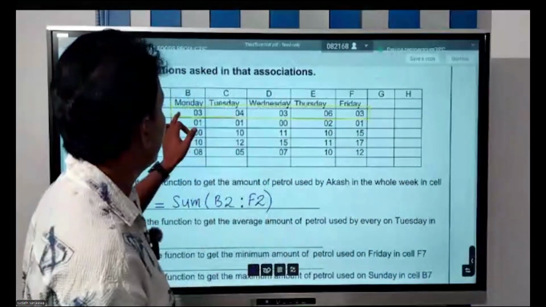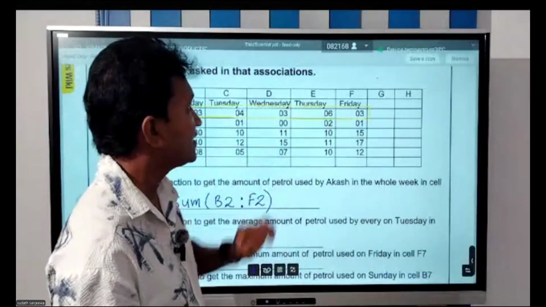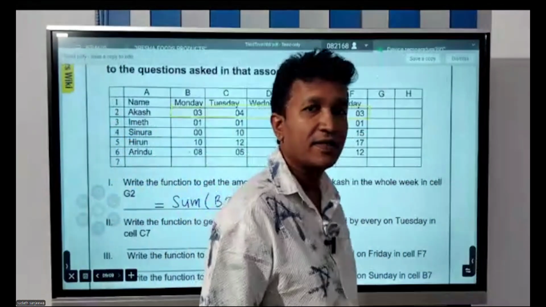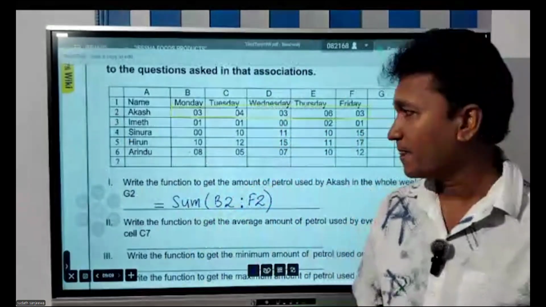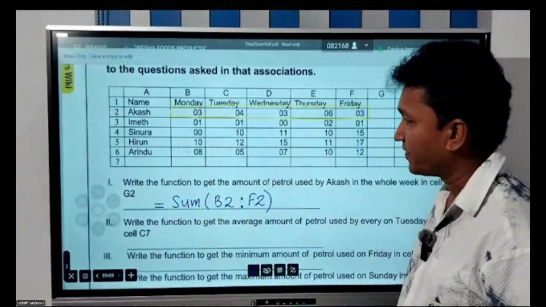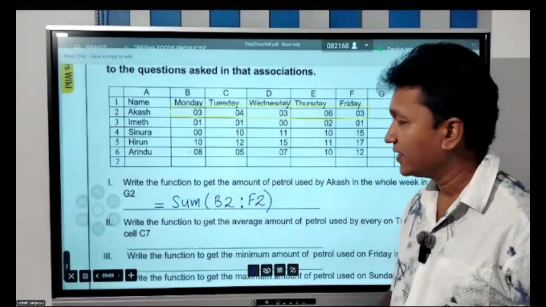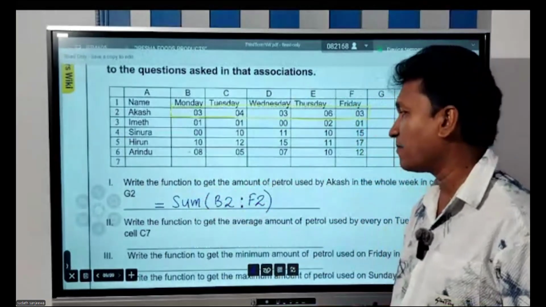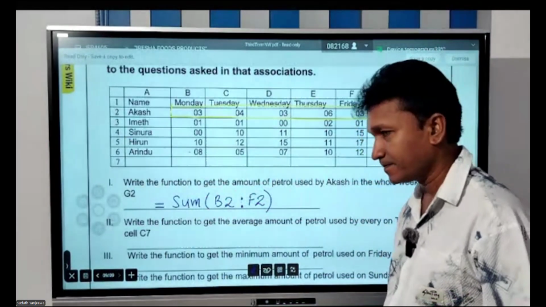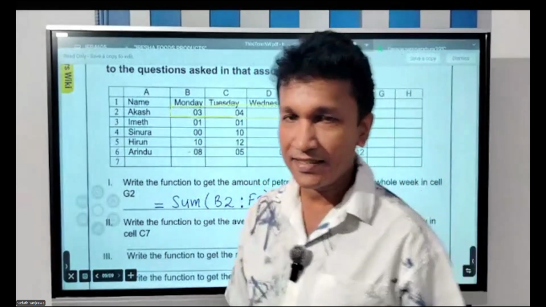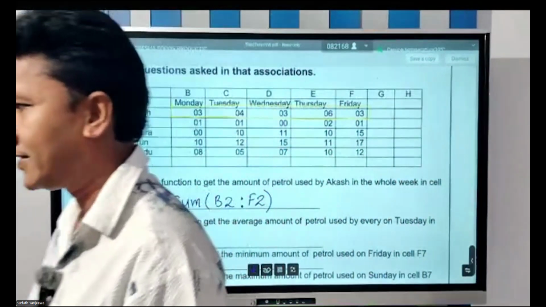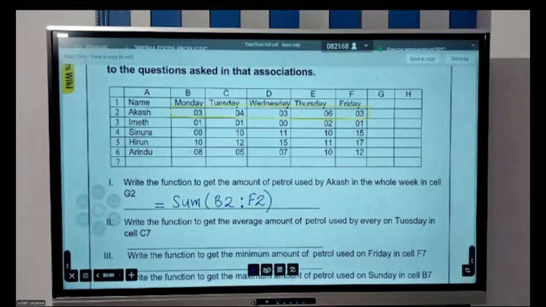That means the total of this whole week. That is how we write the function. To get the total, we write the sum function. Got it? Write down this one.